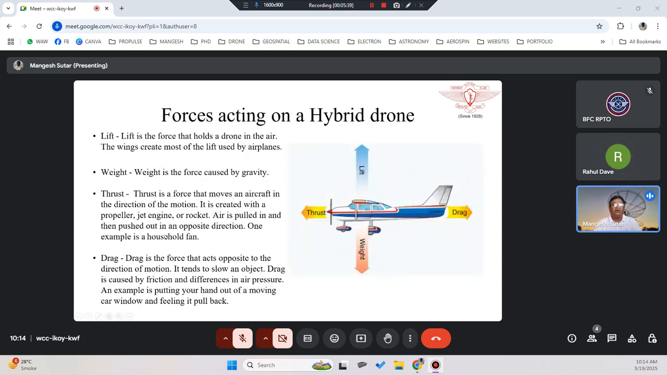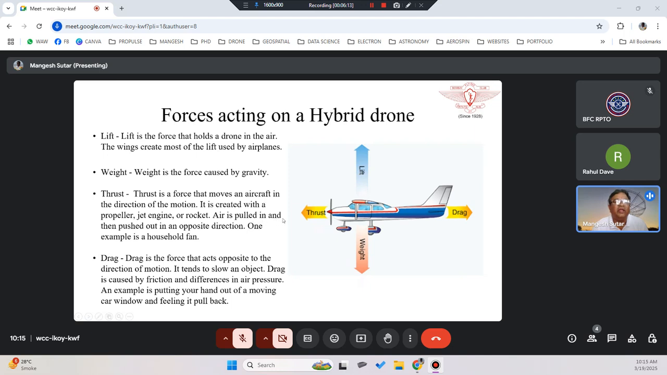So again, what are the forces acting on the hybrid drone? Similar to the aircraft, lift is the force that holds the drone in the air. The wing creates most of the lift used by the airplanes. Weight is the force caused by gravity. Thrust is the force that moves an aircraft in the direction of the motion. It is created with a propeller, jet engine, or rocket. Whatever mechanism we use, it tries to push forward and generates the thrust.